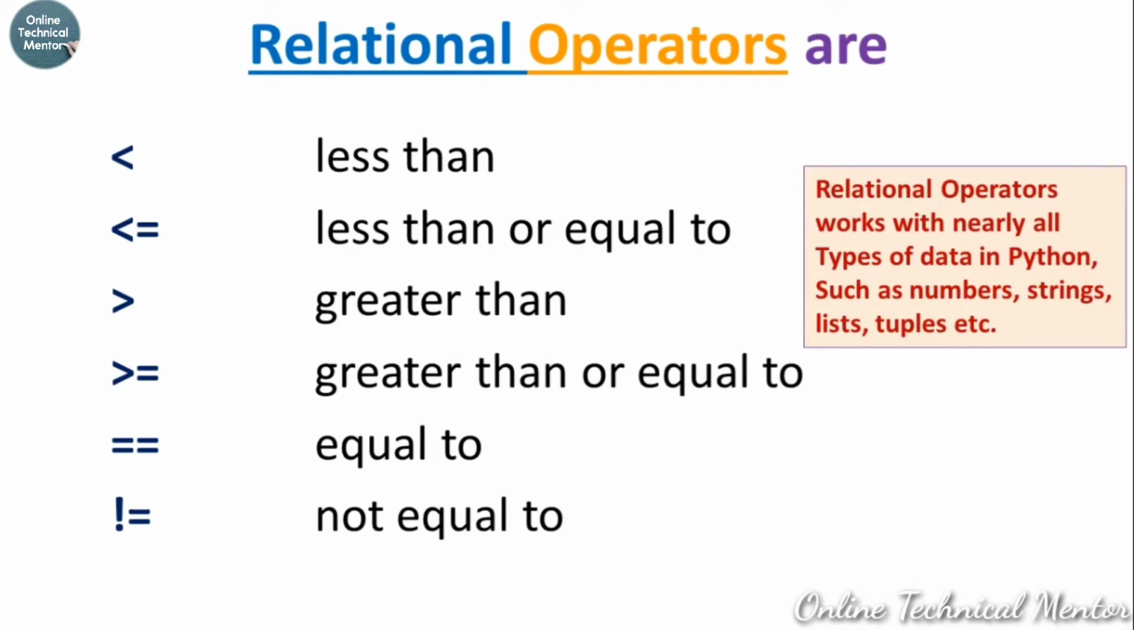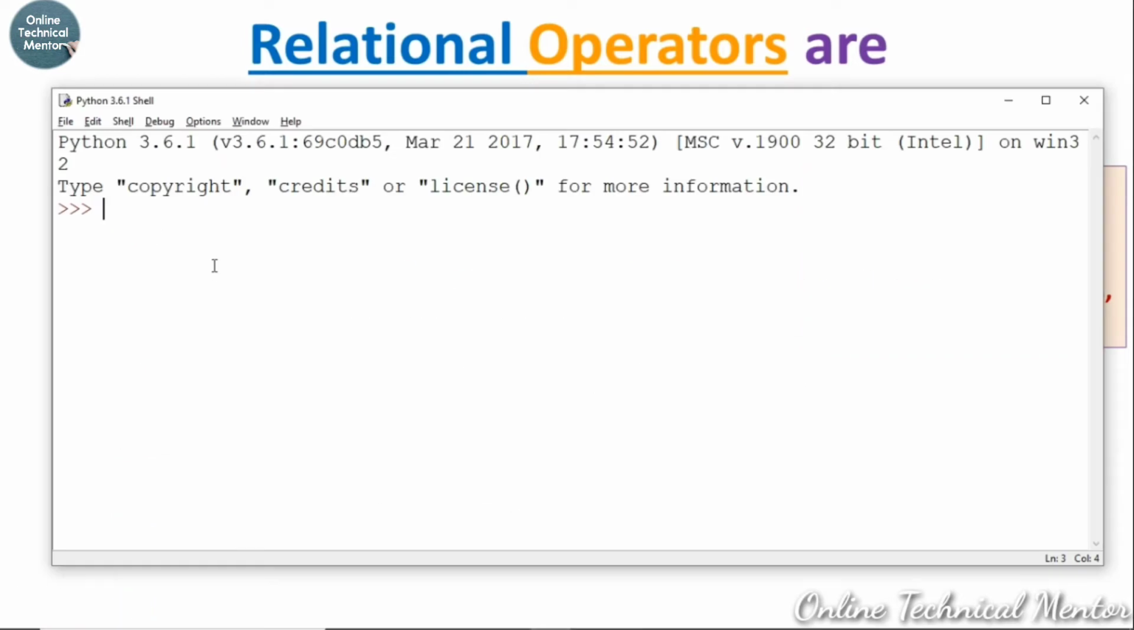Now let me show you some operations and how these relational operators work on operands. Suppose we say 5 greater than 10. Is it true or false? 5 is not greater than 10, so it will give you the output False. If you write 3 less than 20, yes, the condition is true, so it will return True. If you write 10 equal to 10, this is true.